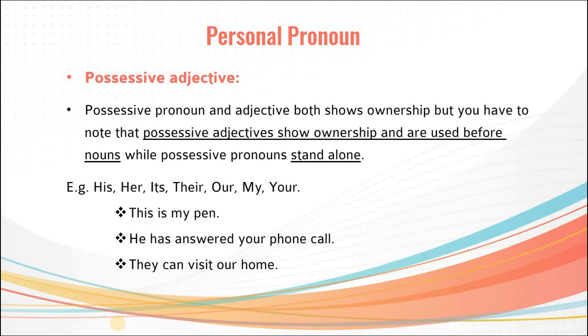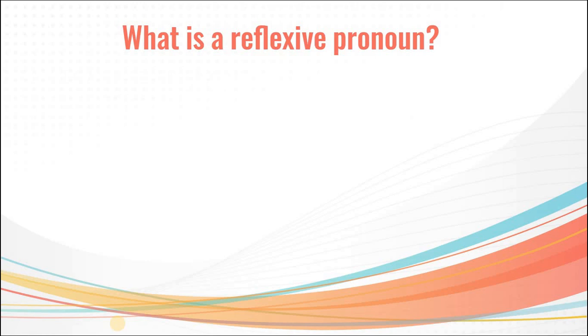This is my pen. Now, in the possessive pronoun case, you will say this pen is mine, at the end of the sentence. In the possessive adjective case, you will use my before the pen. Before the noun, you will use the adjective. This is my pen. He has answered your phone call. They can visit our home.